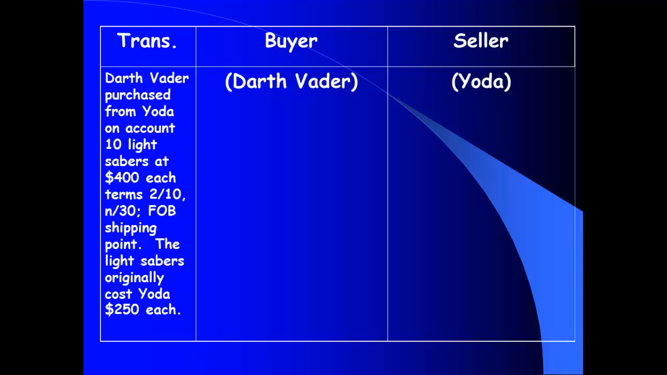Now we're going to be buyer and seller. Now we're going to do these periodic. As we do them periodic, I'm going to stop and ask you the question, what would that look like perpetual? So I want us to think perpetual and then make them periodic. We're going to buy from Yoda 10 lightsabers, $400 each, 2/10 net 30, FOB shipping point. Lightsabers cost Yoda $250 each.